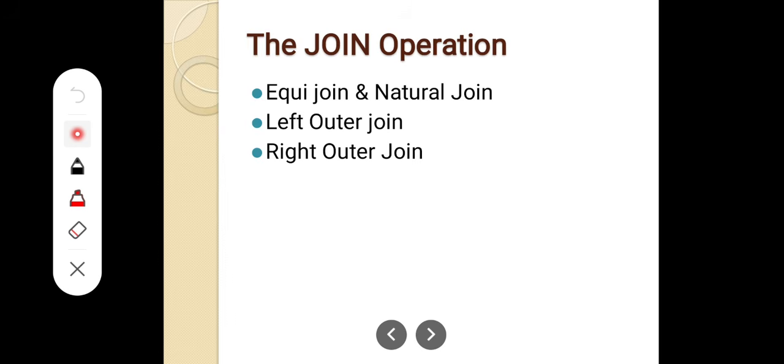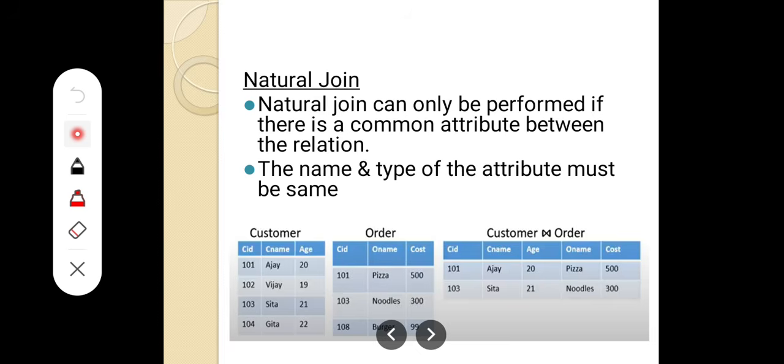Okay, let us explain this concept using an example. So natural join, first one is natural join. Natural join can only be performed if there is a common attribute between the relations.